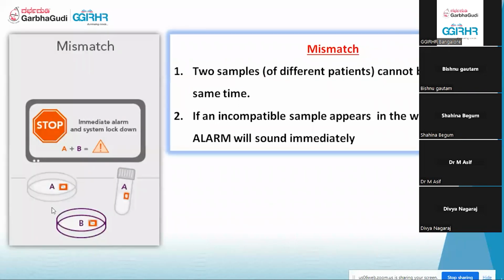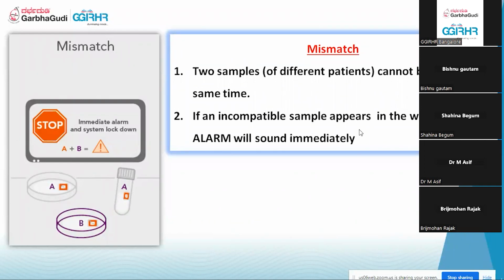Thirdly, mismatch. If there is any mismatch, for example, instead of A if we bring B, it is mismatched here. Only A will match it, so it is very precise. If there is any mismatch, it will immediately give a buzz. It can give a lot of noise, so that we have to be very cautious.